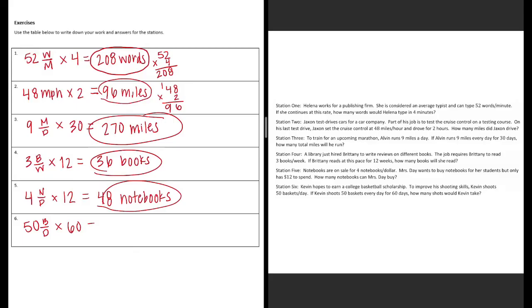times 60 days. So 50 times 60. Well, 5 times 6 is 30. And then we add the two zeros. We'll end up with two more zeros. So 3,000 shots he would take.